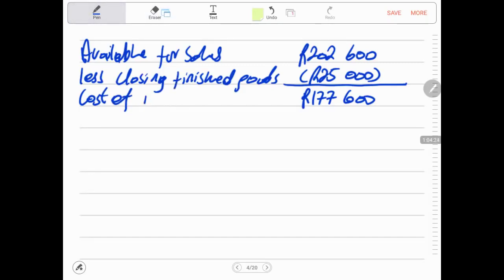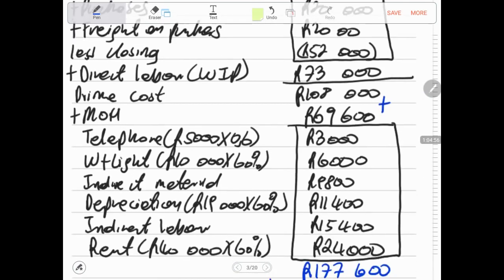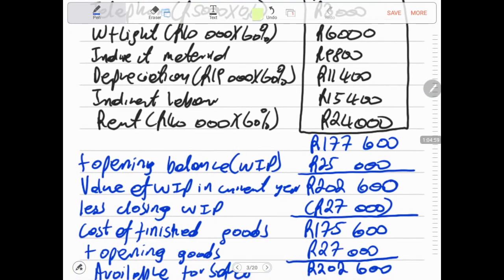Cost of manufacturing goods. Cost of goods sold. So now this becomes the cost of the goods that were sold. The cost of the goods that were manufactured was also calculated along the way, the cost of finished goods.